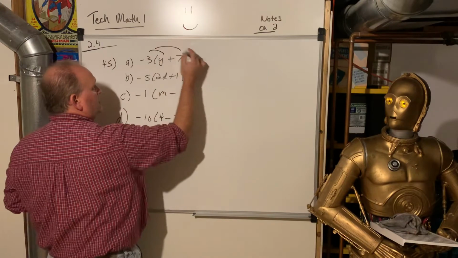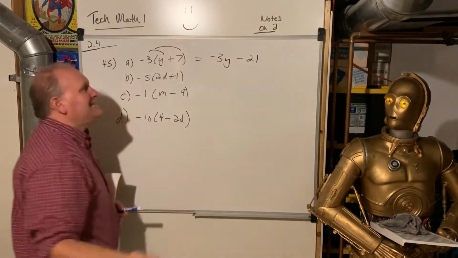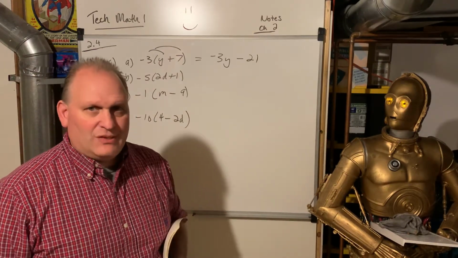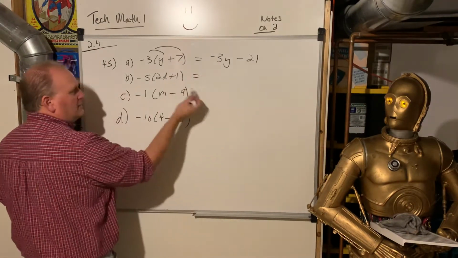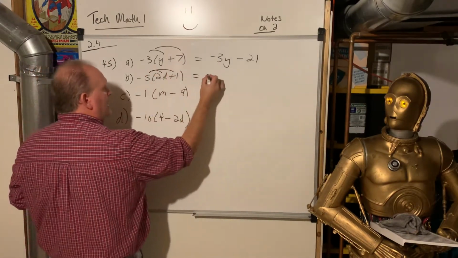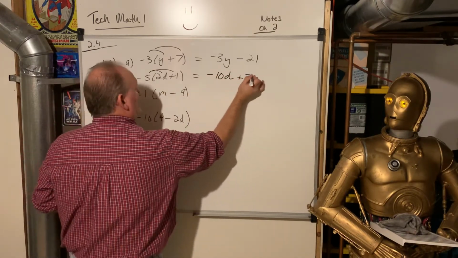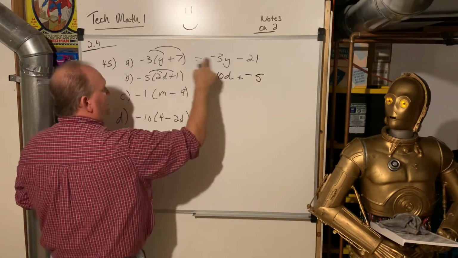And so we do the distributive property. That is negative 3y minus 21 or plus negative 21. It doesn't matter. Those are synonyms. Either you can just leave it minus 21 or plus negative 21, whichever you want. So look, this one I'll do it differently. We'll do negative 10d, and then we'll say plus negative 5, because negative 5 times 1 is negative 5. This one, I just did it.